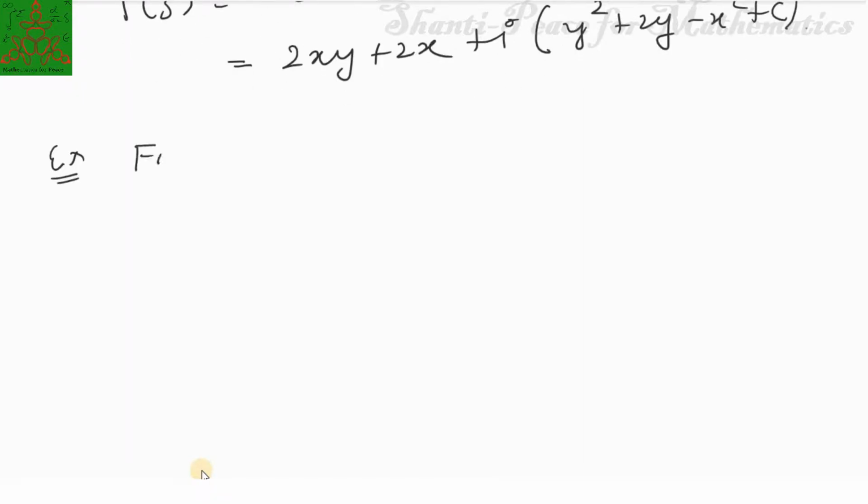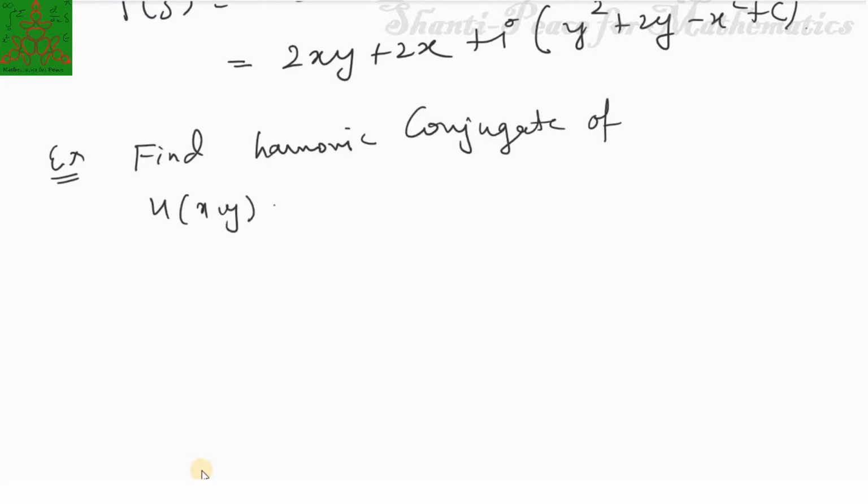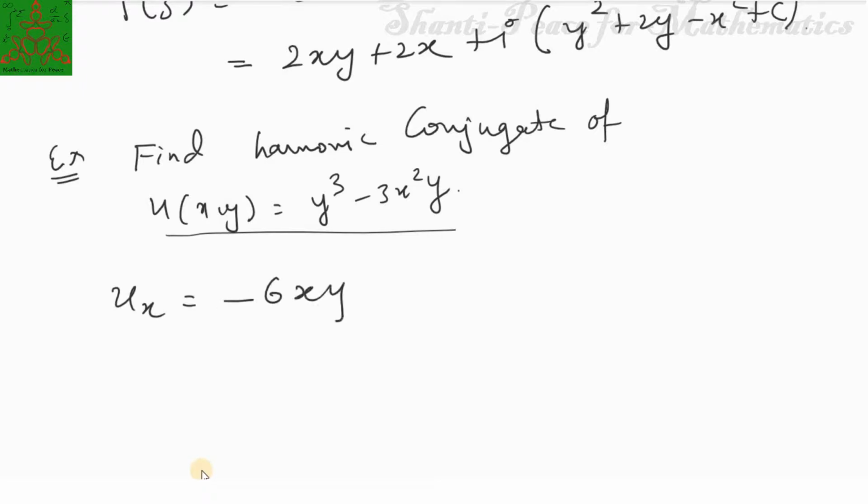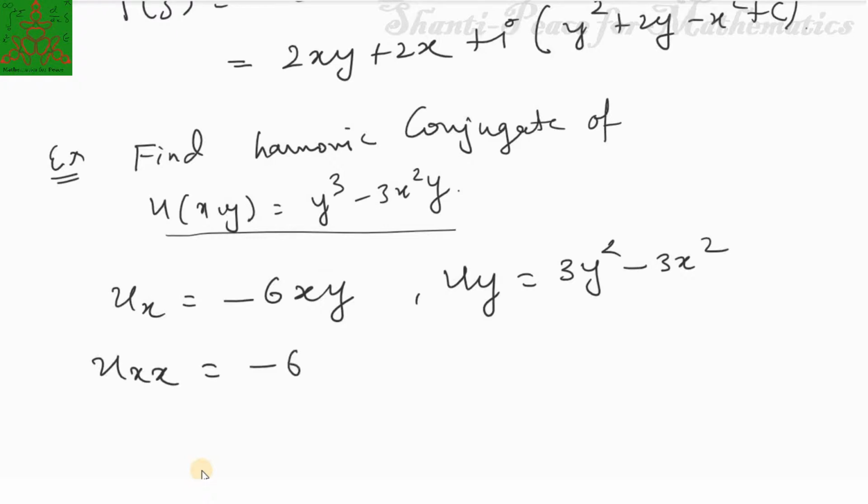Find the harmonic conjugate of u(x,y) = y³ − 3x²y. Again, we need to check whether this function is harmonic or not. If it is harmonic, then and only then can we calculate its harmonic conjugate. So u_x is −6xy, and u_y is 3y² − 3x². u_xx is −6y, and u_yy is plus 6y.